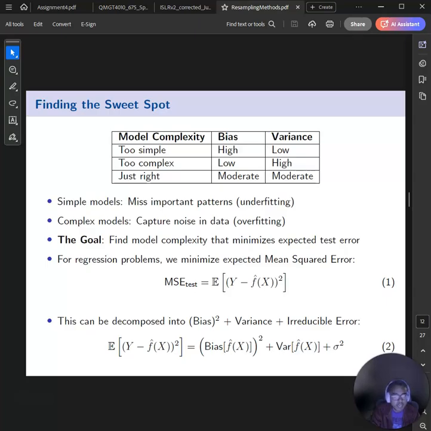Let's think about finding the sweet spot in the bias variance trade-off. This table summarizes what happens with different levels of model complexity. When our model is too simple, it has high bias but low variance. It is consistently wrong in the same way, and it misses important patterns and underfits the data.